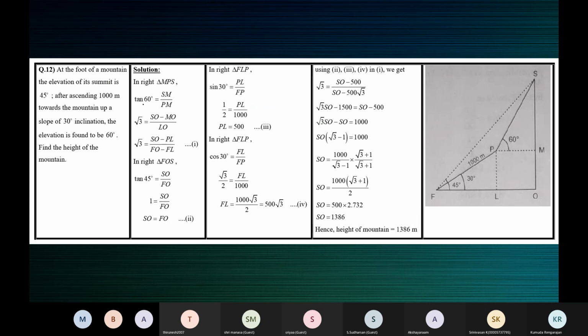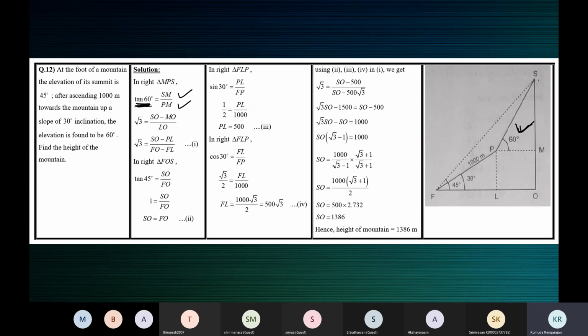So now, look at this triangle. Use tan or cot, use anything. Tan 60 degrees is opposite by adjacent. Opposite is SM, adjacent is PM. Now, we rewrite SM in different ways. You started with this triangle. Tan 60 is equal to opposite SM by adjacent PM. That's it. If you start like this, you're going to get the answer.